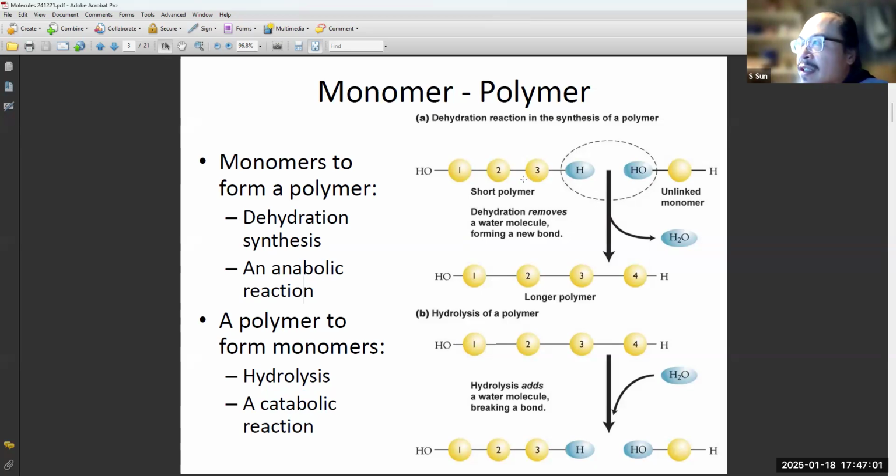To break the polymer into monomers, you will need water. Water, H2O, provides H and OH, and that will separate these two pieces. This process is catabolism, and because it requires water, we call it hydrolysis. Whenever you see lysis, you know it means breaking apart.